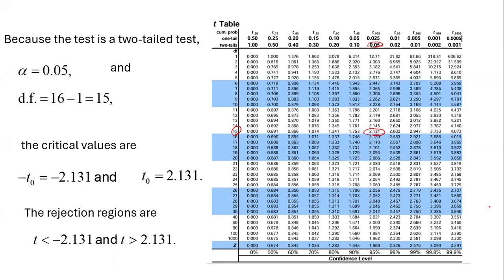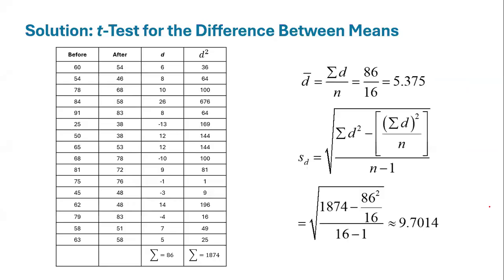And after finding the rejection region, now it's time to find the differences. The difference between the last year and this year ratings. So we subtract these numbers, before minus after: 60 minus 54, 54 minus 46, 78 minus 68. And after finding the difference values, we find the mean of these values, which is x bar sub d. Add them together, divide by 16.